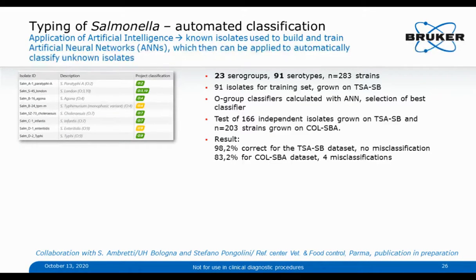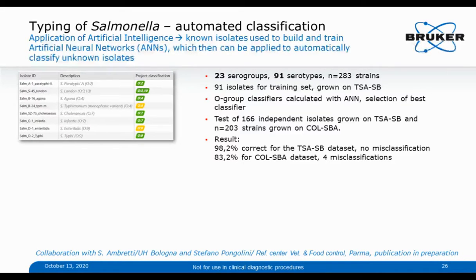So here you see an example for Salmonella, differentiation of different serogroups, and the results. 23 serogroups were used in this case. A training set measured on TSA agar was used to create the classifier. From this, with the neural network, a classifier could be trained and created. And then 166 independent isolates were analyzed. These were grown on TSA, but in addition, an even larger number of strains was grown on another agar, Columbia blood agar, and also tested against this TSA-derived neural network.